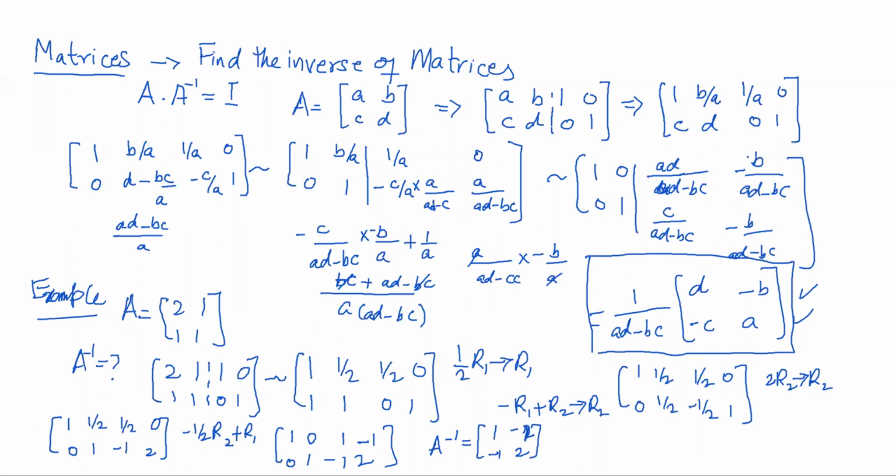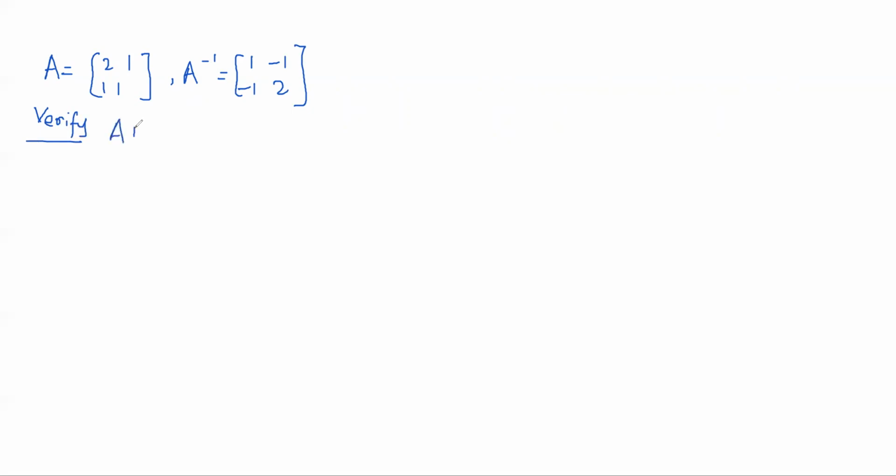So for this 2 by 2 matrix case, let me write the results. So A was 2, 1, 1, 1, and we found out that A inverse is 1, minus 1, minus 1 and 2. Okay, so we can verify it, although it is not necessary, but just to see what's happening. So A times A inverse will be equal to 2, 1, 1, 1 times 1, minus 1, minus 1, 2. So what will it be?